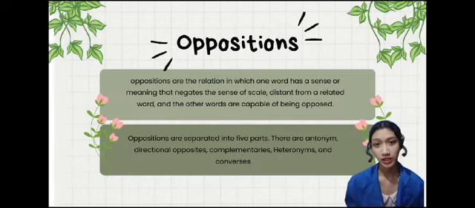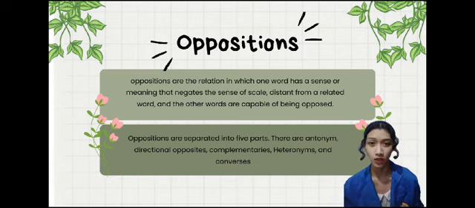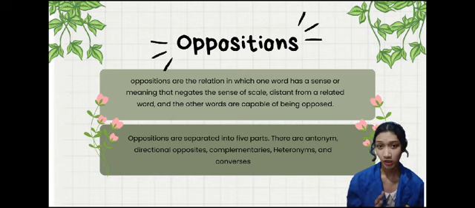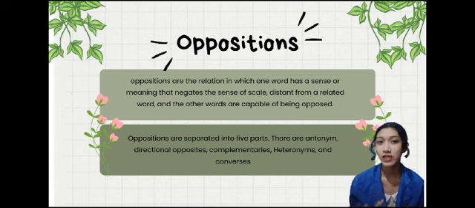Opposition is the relation in which one word has a sense of meaning that negates the sense of the other. This stands for a related word and the other words are capable of being opposed. Opposition is separated into 5 parts. There are antonym, directional opposite, complementaries, heteronym, and converse.